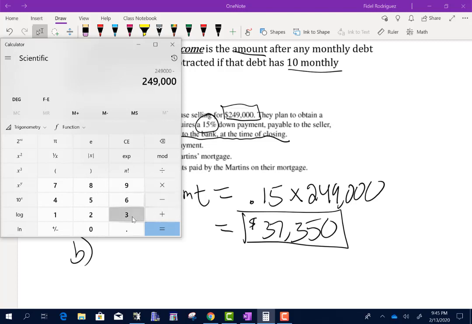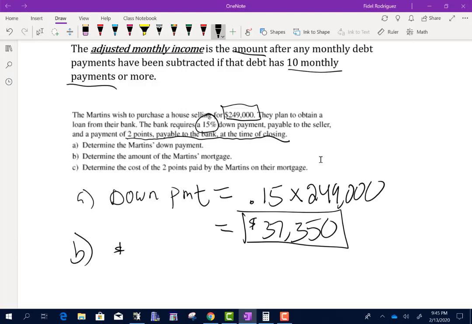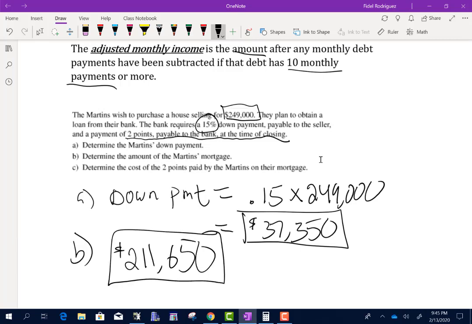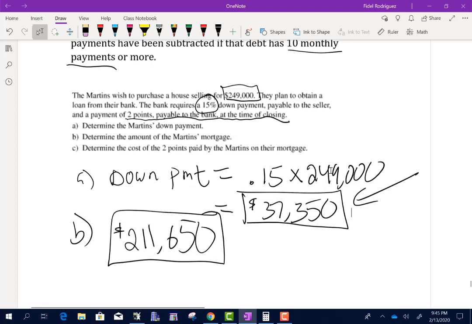So we're going to take $249,000 and we're going to subtract $37,350. This is now their mortgage. Their mortgage is $211,650. So part B is $211,650. This is going to be their mortgage because they already put that much down. Think about it in terms of you were buying a car, right? Obviously, you're not going to go buy a $250,000 car, but if you buy a car that costs, say, $25,000, and you put $3,000 down, then whatever you're left with, that's your loan, right? That's all they mean by the mortgage.